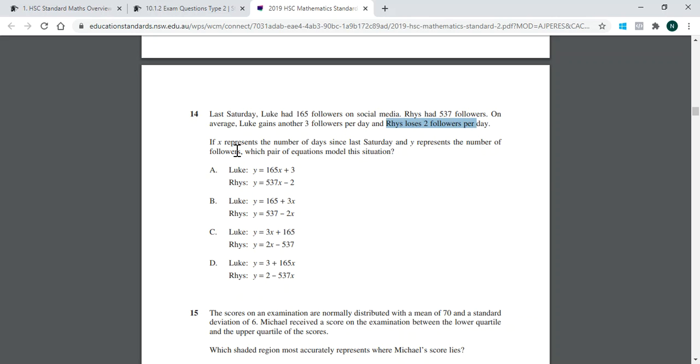And on average, Luke gains 3 followers a day, and Riz loses two followers a day. So then what you need to represent is this information using an equation. So if x represents the number of days since Saturday, then you need to represent how many total followers there would be for each of Luke and Riz, if y is the total number of followers on any given day. So let's take out the question.